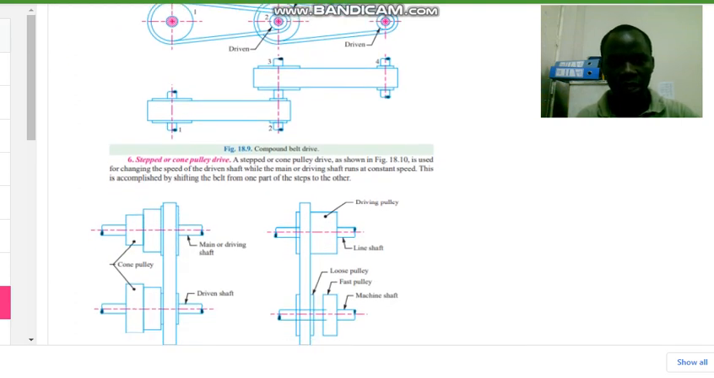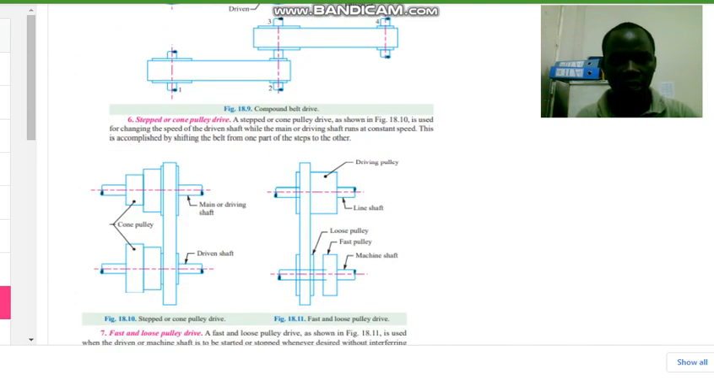What about the stepped or the coned pulley drive? A stepped or coned pulley drive, as shown in figure 18.1, is used for changing the speed of the driven shaft while the main or driving shaft runs at constant speed. This is accomplished by shifting the belt from one part of the steps to the other.